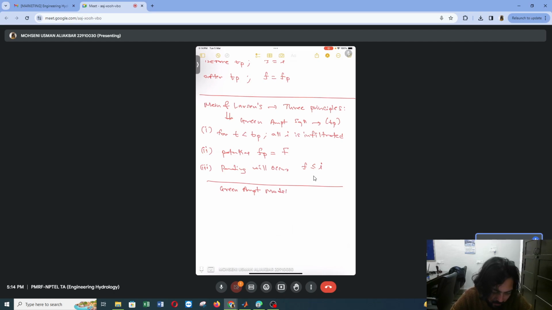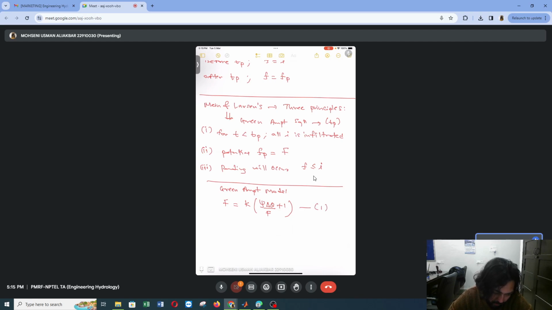The equation for the Green-Ampt model, in order to derive cumulative infiltration F, was F is equal to K, which is nothing but hydraulic conductivity, multiplied by psi, that is suction head, multiplied by moisture deficit, divided by F, plus 1. This is the equation which we know for the Green-Ampt model, right? So let us name this equation as 1.